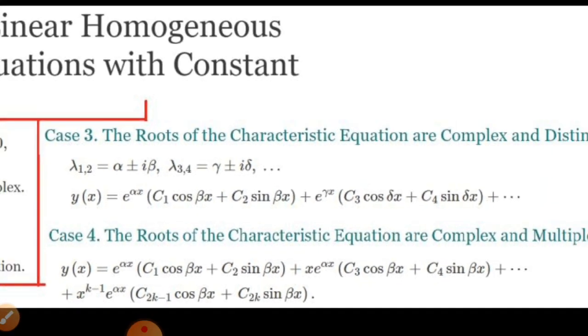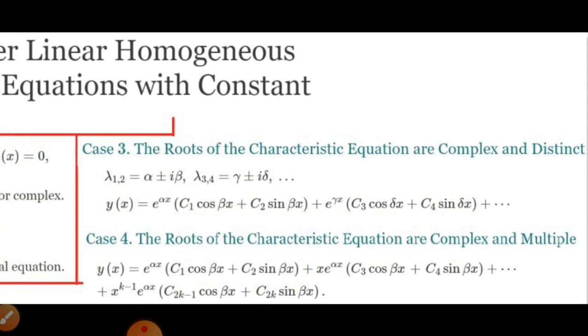So in this situation we will again repeat our previous process of multiplying the previous term by x and repeating this. So the solution in this case will be e to the power alpha x bracket c1 cos beta x plus c2 sin beta x, plus x e to the power alpha x again bracket c1 cos beta x plus c2 sin beta x. So this will be repeated.